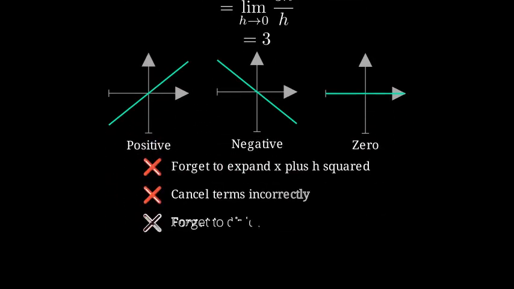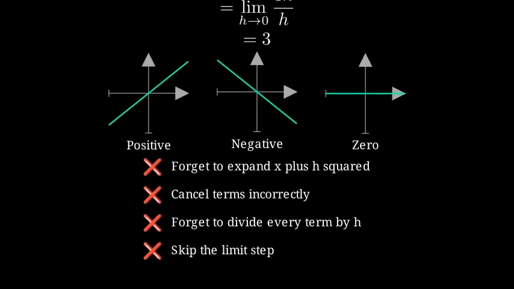Part 6. Common mistakes. Avoid these errors: forgetting to expand (x plus h) squared, canceling terms incorrectly, forgetting to divide every term by h, and skipping the limit step. Take your time and simplify carefully.